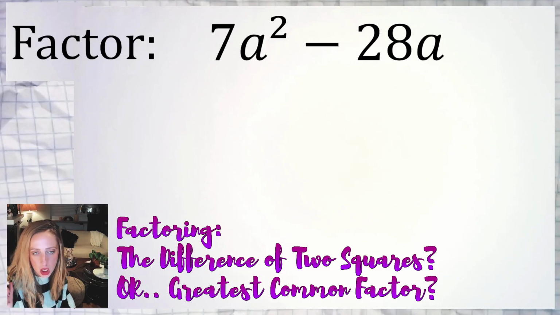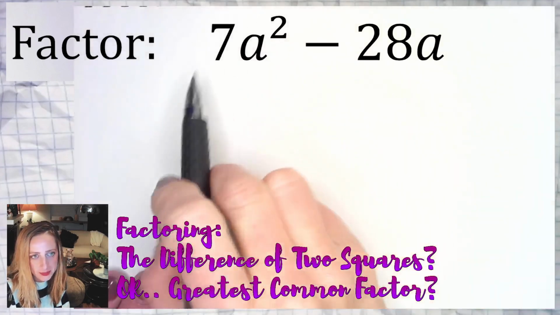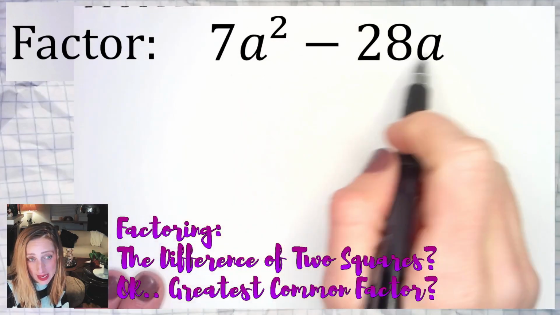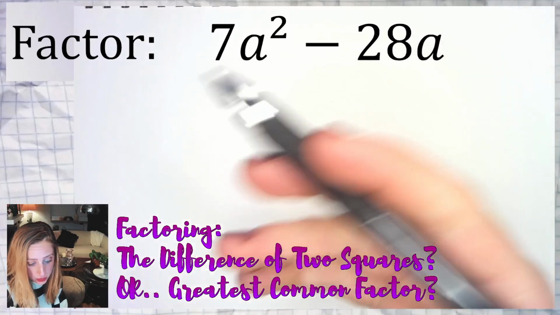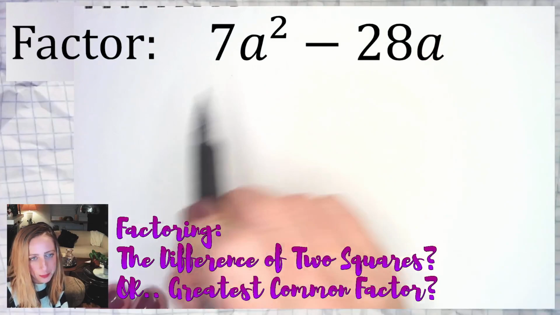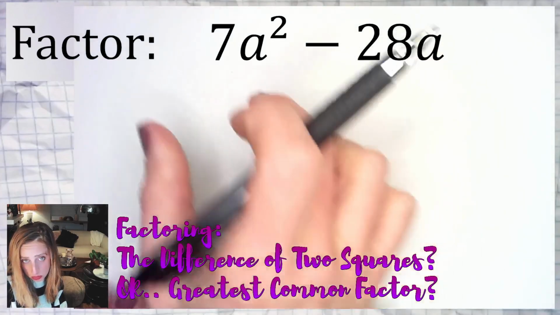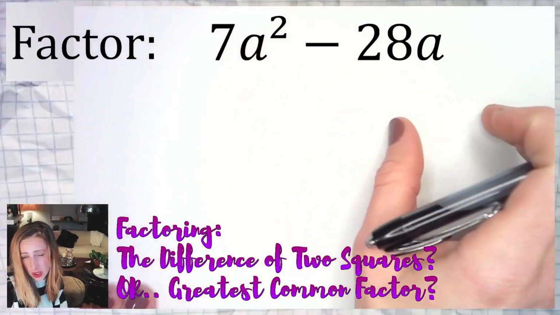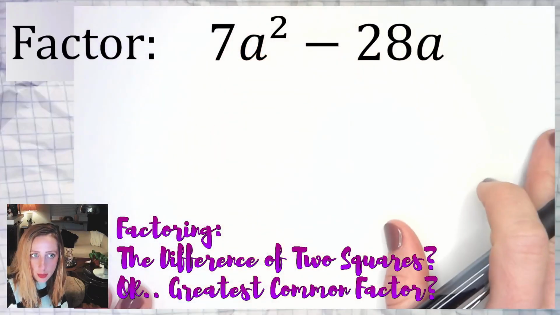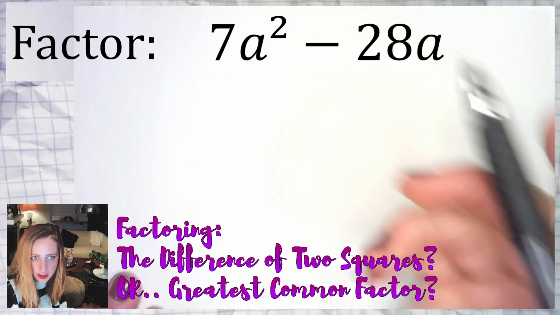So always check for what I like to call factoring method number 1 first, which is greatest common factor. Additionally, 7, 28, and a, or x, or whatever, might not be a perfect square, so you want to make sure. So what do these two terms, the 7a squared and the 28a, what do they have in common, if anything? Well, good thing we're looking, because they do in fact have something in common.